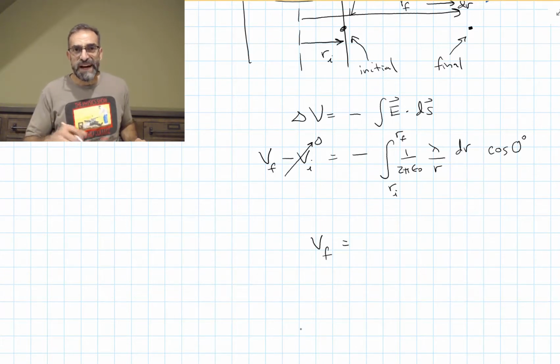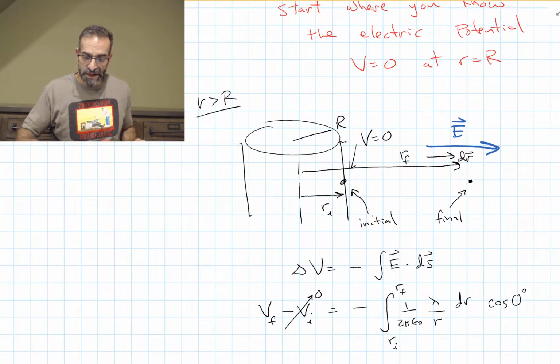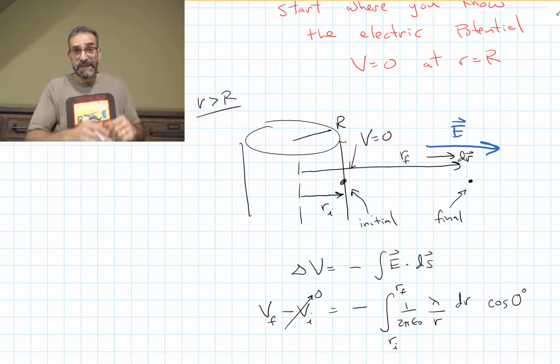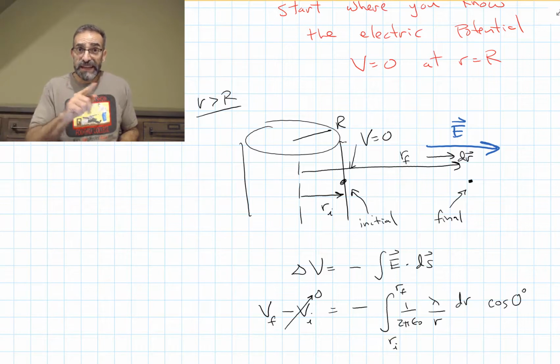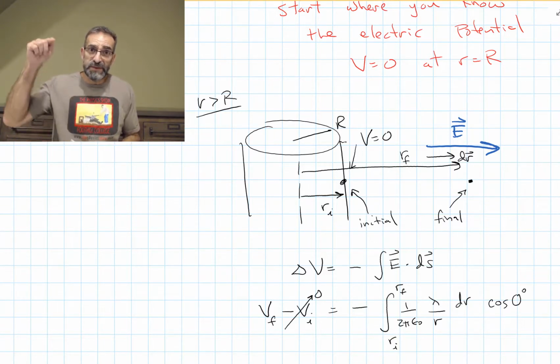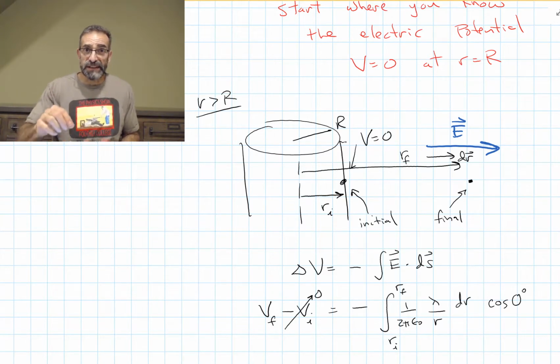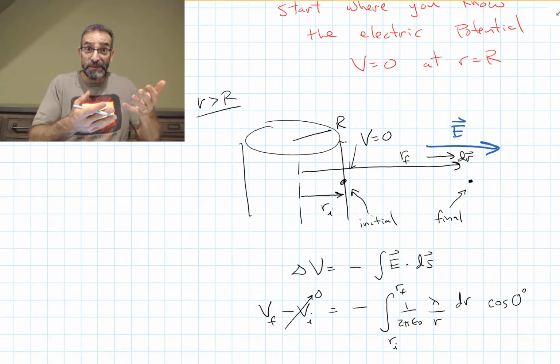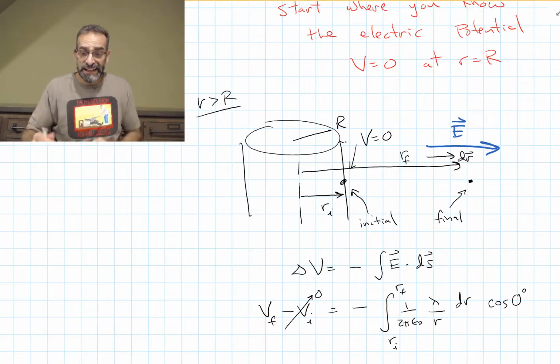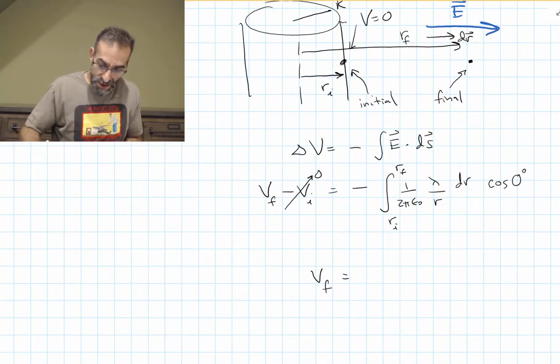And what does V final have to be? Positive or negative? Let's take a look at our situation. Because this is a positively charged cylinder, our electric field points outward. We're moving outward. We're moving in the direction of the electric field, so we have to be moving to a position of lower electric potential. The electric field always points toward lower electric potential. So our final potential has to be less than our initial. And our initial is 0. What's less than 0? A negative number. So our final potential must be negative.